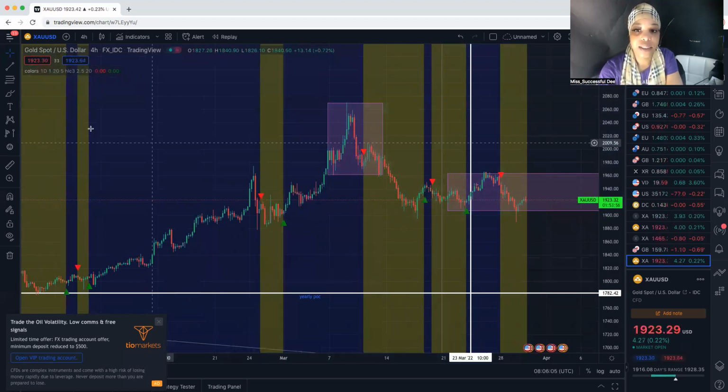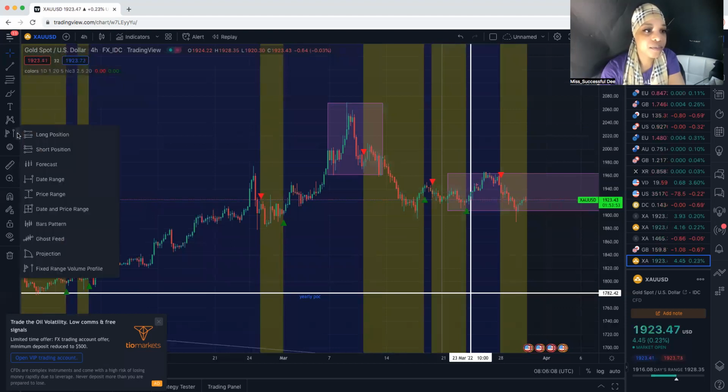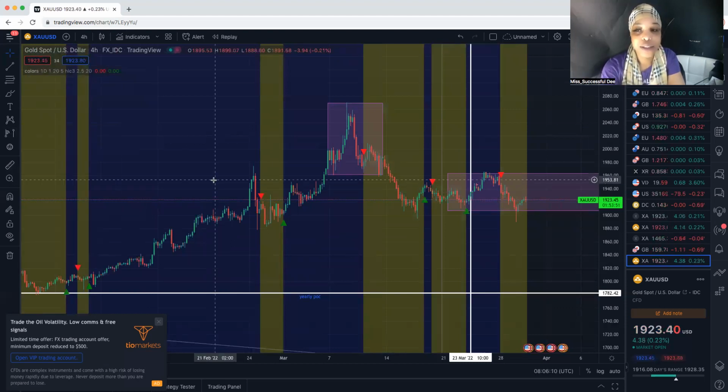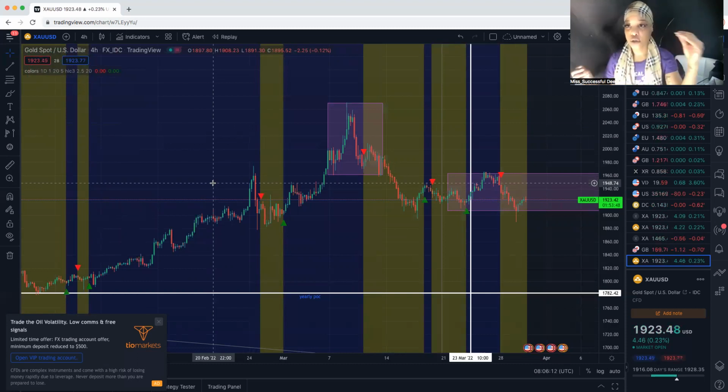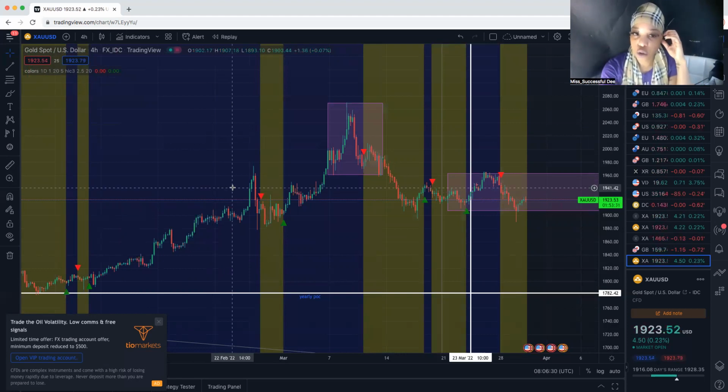Let me get rid of all of these. So, guys, finding the point of control means finding where the big money people are sitting, where the banks, the billionaires, trillionaires are all sitting. So this point of control is where the market is going to basically rebound to and push off of. And I'm going to show you guys exactly how to find them.